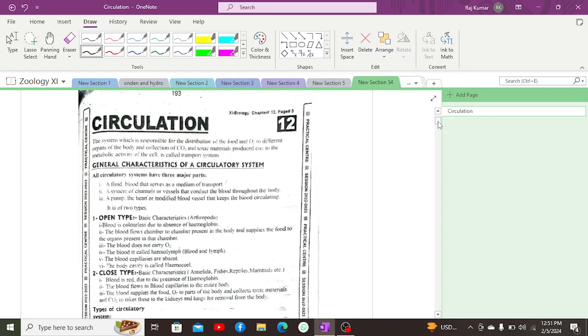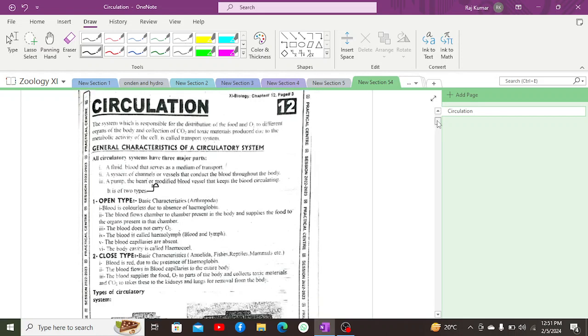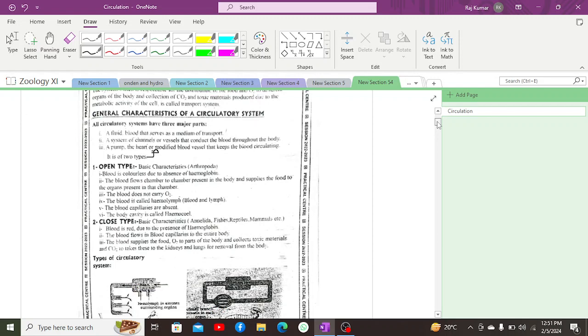The third part is a pump. Pump means an organ which is responsible for pumping the fluid throughout the body, and that organ is the heart. Basically, it is a modified blood vessel. Why is that so? During embryonic development the heart is nothing else but blood vessels conjugated with each other to produce a complex, very thick muscular blood vessel. That is known as the heart, and that is why we call it a modified blood vessel.